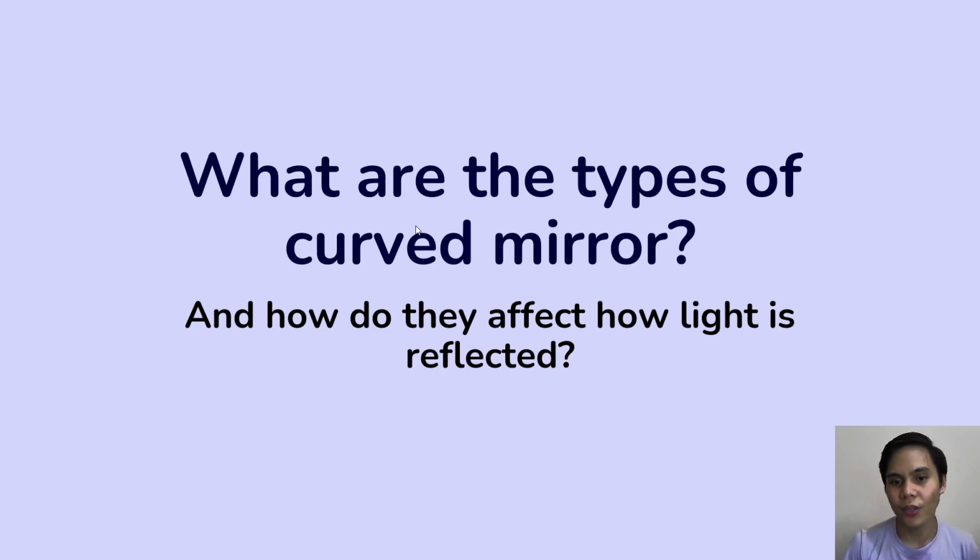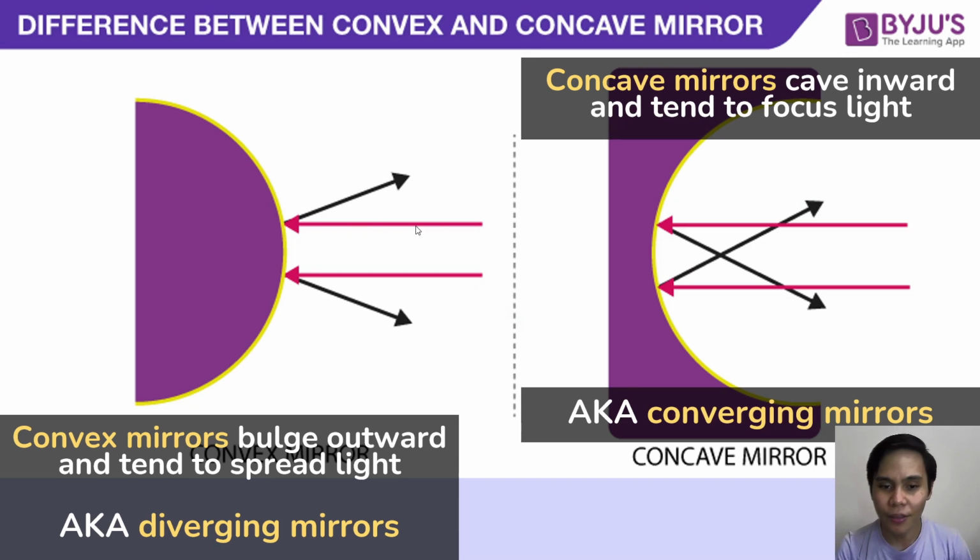So what are the types of curved mirrors and how do they affect how light is reflected? There are two main types of curved mirrors. First, there's the convex mirrors. They tend to bulge outward. So these are the mirrors you see in convenience stores and ATMs. So these are called diverging mirrors because they tend to make light spread off of their surface.